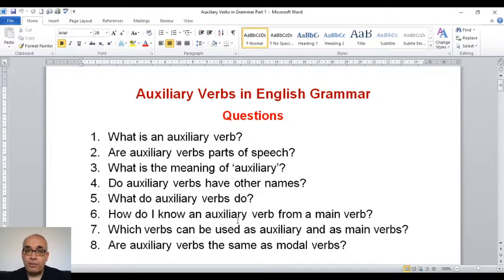Because that's important. Maybe when you watch videos on YouTube or you read a grammar book, some grammar books use different names, so you think this is different from this.